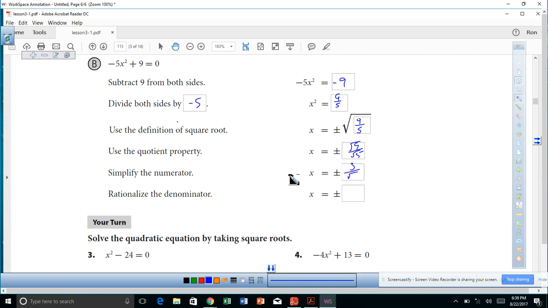And then we're going to simplify the denominator. We are going to multiply the top and the bottom by the square root of 5. So the square root of 5 times the square root of 5 is the square root of 25, which is 5, and then 3 times the square root of 5. All right.